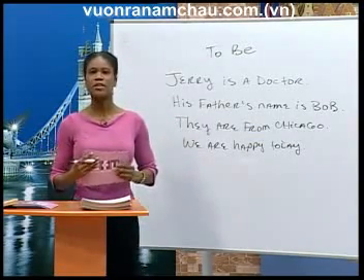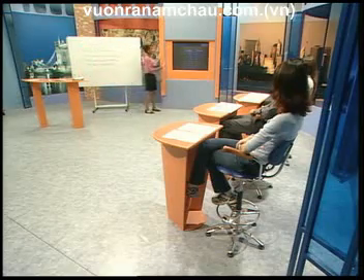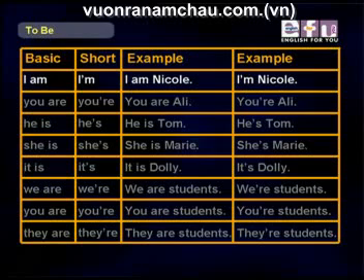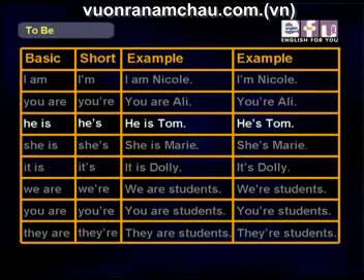Look at the chart that we learned in Level 1. I am, short form, I'm. I am Nicole. I'm Nicole. You are, you're. You are Ali. You're Ali. He is, he's. He is Tom. He's Tom. She is, she's. She is Marie.